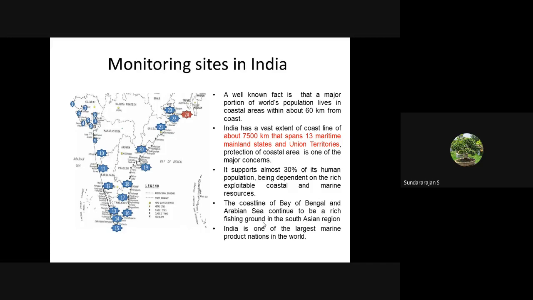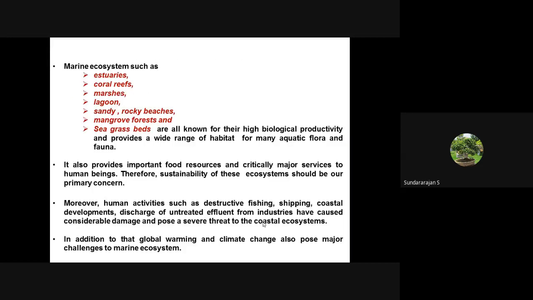The coastline of the Bay of Bengal and Arabian Sea has some of the richest fishing grounds in Southeast Asia. India is one of the largest marine products producing and exporting nations. The marine ecosystems in the coastal areas include estuaries, coral reef areas, marshes, lagoons, sandy and rocky beaches, mangrove forest areas, and seagrass beds. These are the most sensitive and biologically rich ecosystems, known for their productivity, and provide a rich habitat for many aquatic flora and fauna. They also provide an important food source and critical services to human beings.